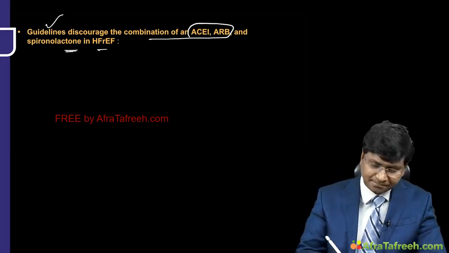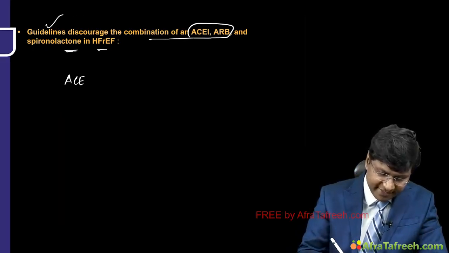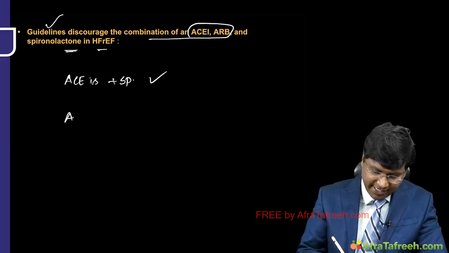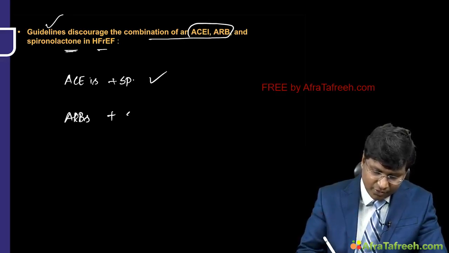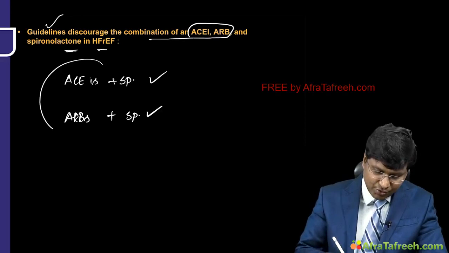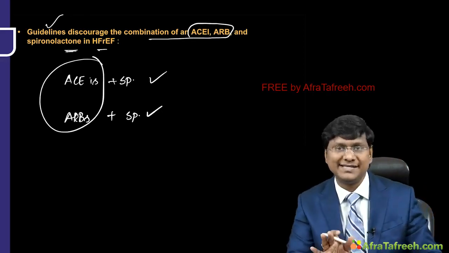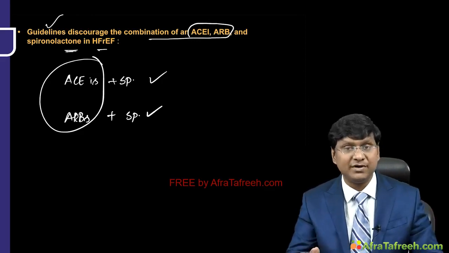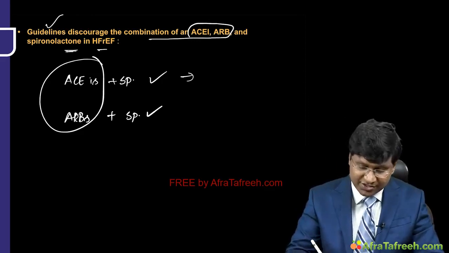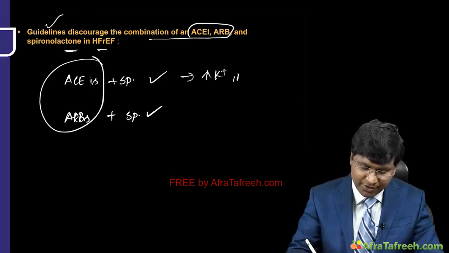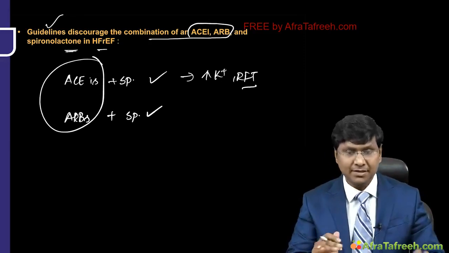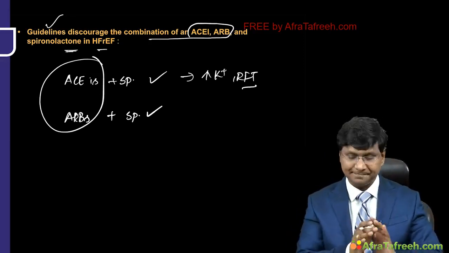If at all you want to give ACE inhibitors plus spironolactone, go ahead. ARBs plus spironolactone, you go ahead. But these two you don't combine. That is what the guideline says. Whenever you give the combination of ACE inhibitor and spironolactone, you need strict monitoring of potassium and renal function tests as well. So this was one group of drugs.